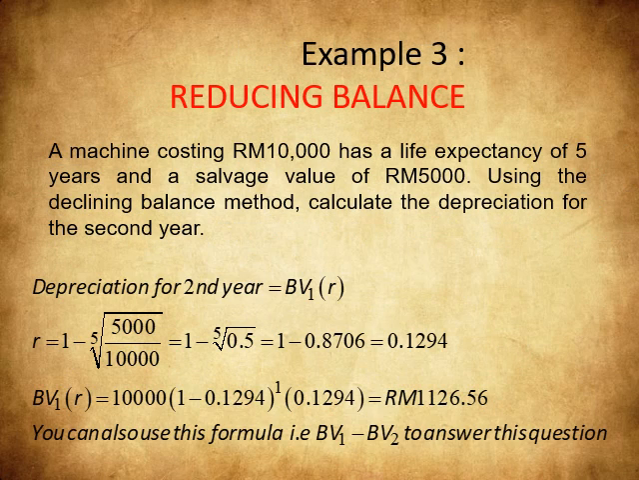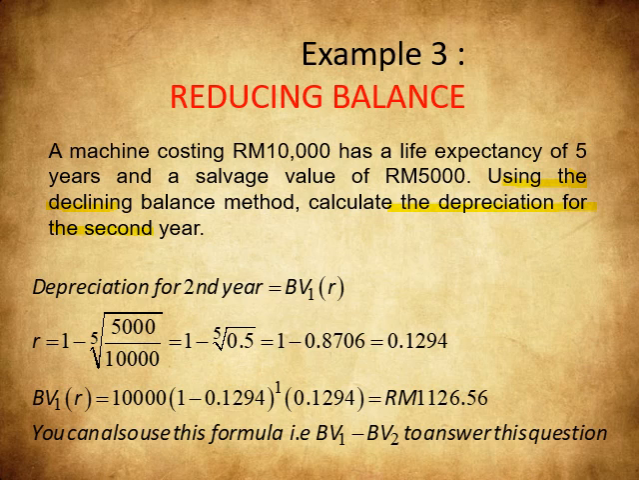Example 3. A machine costing 10,000 has a life expectancy of 5 years and a salvage value of 500. Using the declining balance method, calculate the depreciation for the second year. Okay, so another word for reducing is declining balance method. So this is also based on the reducing balance method. Calculate the depreciation for the second year.